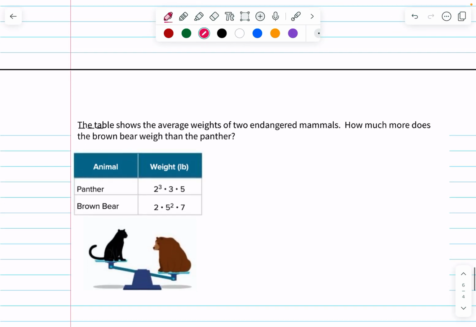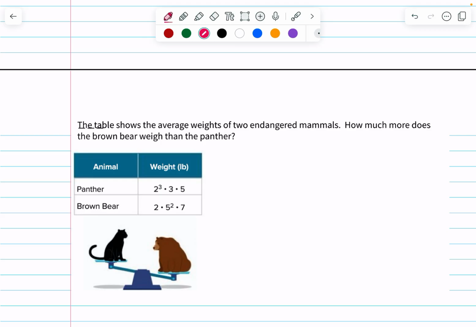Okay, we have some word problems. So at this time, you need to pause the video and write down the word problems. Please and thank you. Okay, so it says the table shows the average weight of 2 endangered mammals. How much more does the brown bear weigh than the panther?